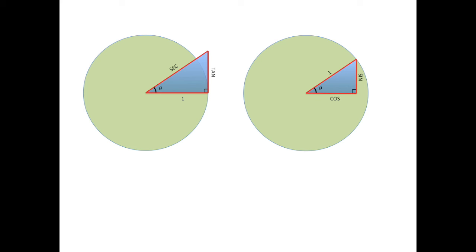So, for each triangle, we're going to look at the ratio of the hypotenuse divided by the adjacent side. For the triangle on the left, the hypotenuse is secant and the adjacent side is 1. For the triangle on the right, the hypotenuse is 1 and the adjacent side is cosine. So that gives us secant divided by 1 equals 1 divided by cosine. And we can simplify that to just secant is 1 over cosine.